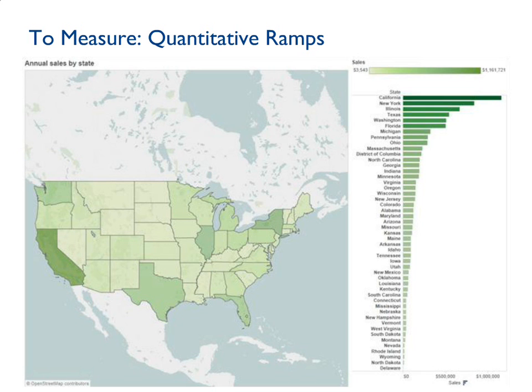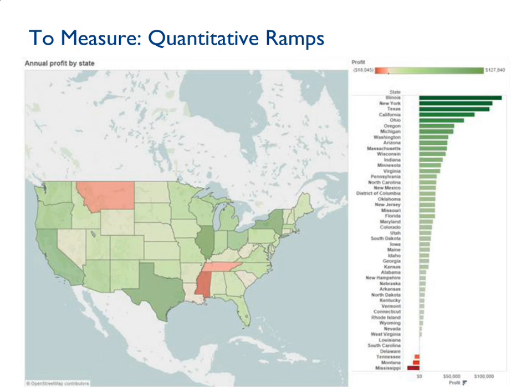This is profit data. It has both a positive and a negative extent around 0. In this case, we use a two-color ramp so that the negative profit is orange and the positive profit is green. Look at the map. We have some states where we're positive, some states where we're negative. Again, the bars give you a better view.